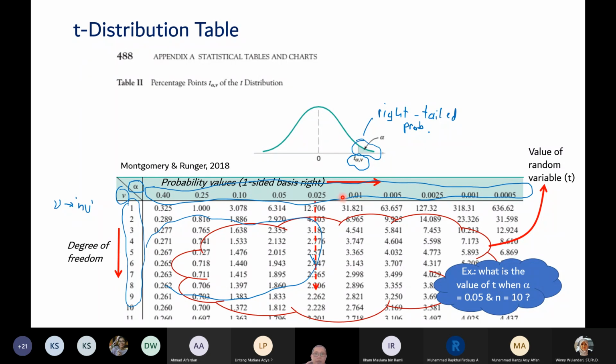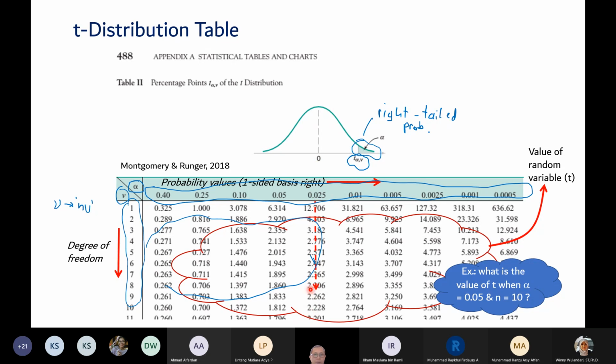So because we need to calculate the lower and upper bounds, the value of alpha has to be divided into two sections, two equally sized probabilities, meaning that we have to work with alpha divided by 2, which is 0.025, this one here. So we read off vertically from the column at which alpha is 0.025.